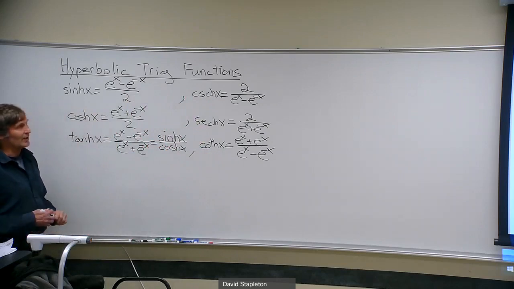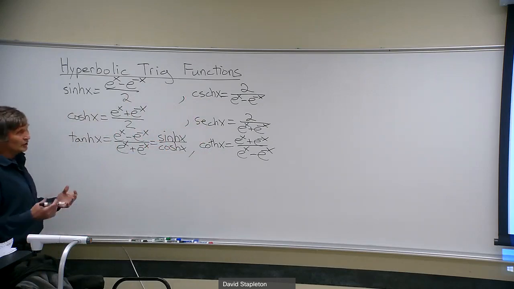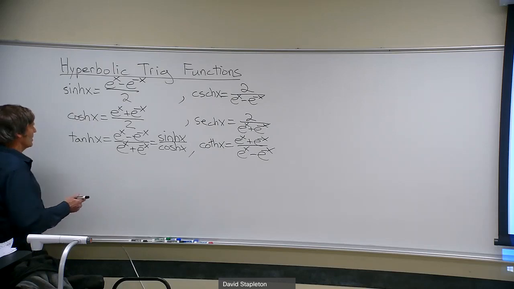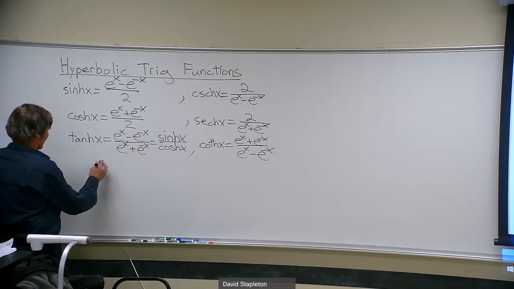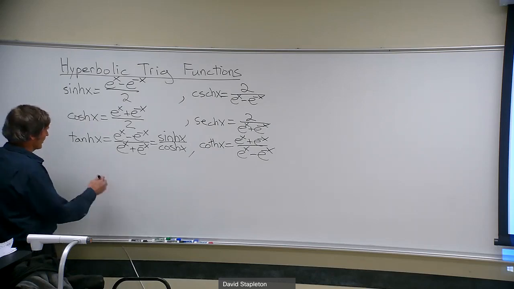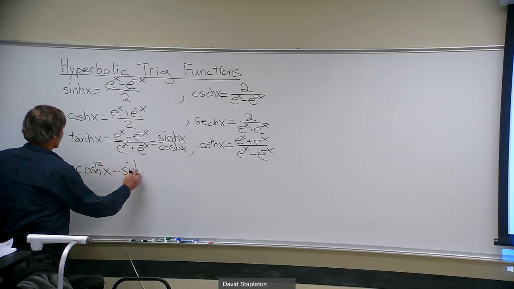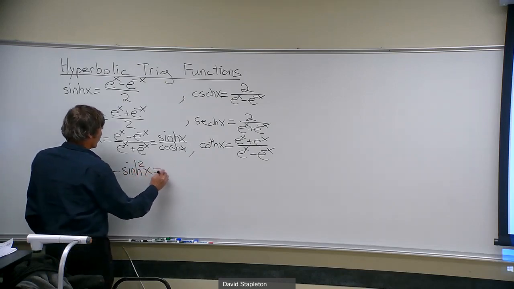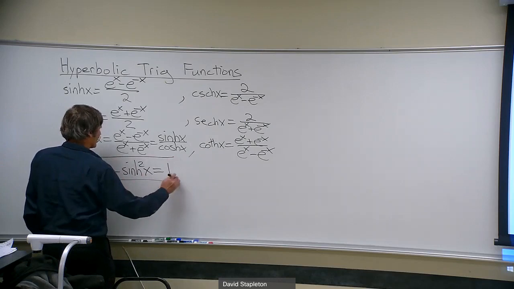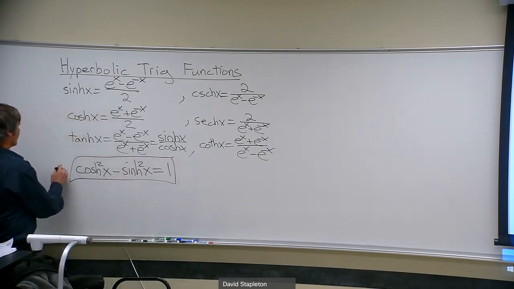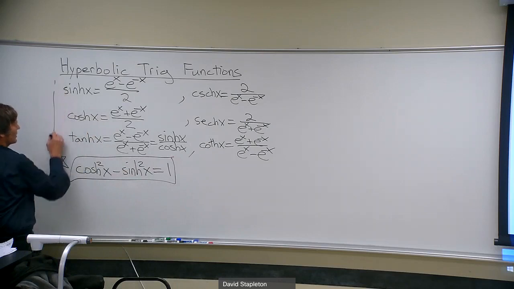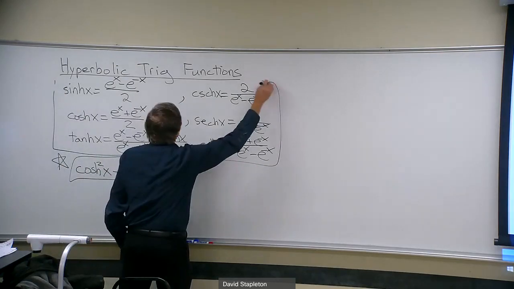What's more, these even have a lot of the identities that the ordinary trig functions do, or something kind of close. For instance, if we have in trig sine squared plus cosine squared equals 1, in hyperbolic trig functions we have cosh squared minus sinh squared equals 1. So this corresponds to the Pythagorean identity of trigonometry. You just put a minus instead of a plus here. And you want to memorize that one, and you want to memorize all these definitions.